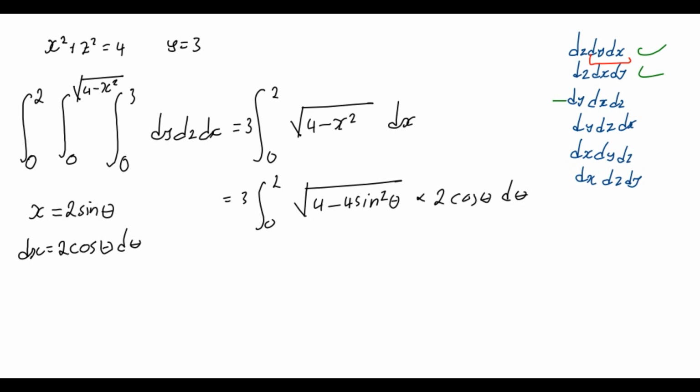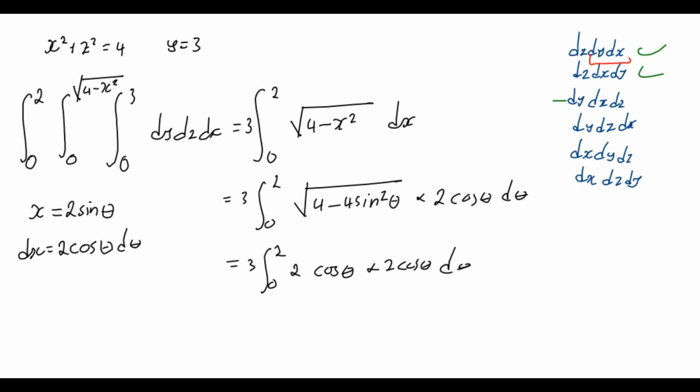So what does this give us? Here we can have 3, 0 to 2. The 4 can be factored out, then the square root of 4 is just going to be 2. Then we have the square root of 1 minus sine squared theta, which is just equal to cos theta, multiplied by 2 cos theta d theta.